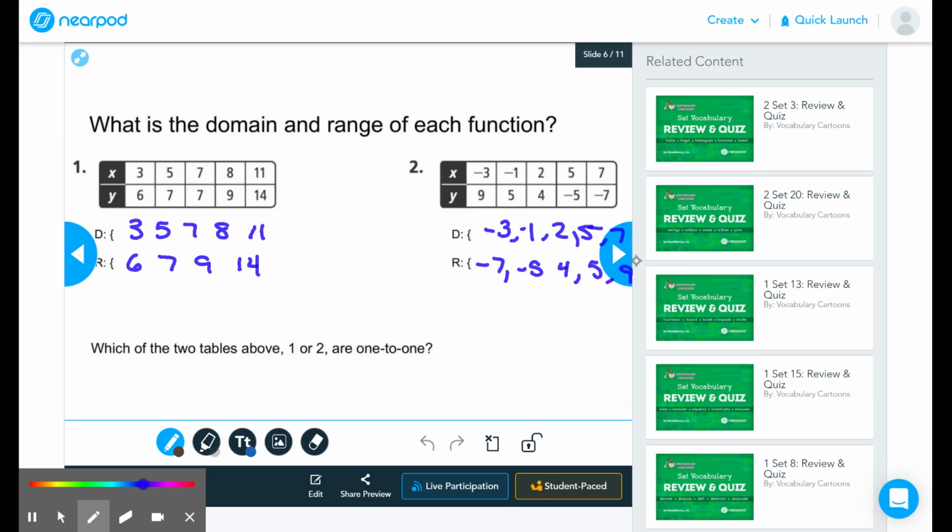So for domain and range, all you're doing is rewriting them. Now it says, which of the 2 tables, 1 or 2, are 1-to-1? Number 2 is 1-to-1.